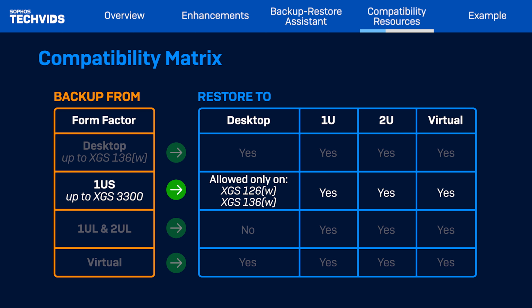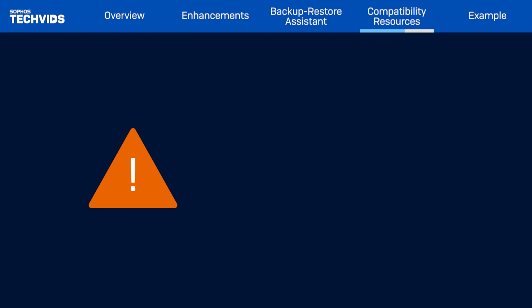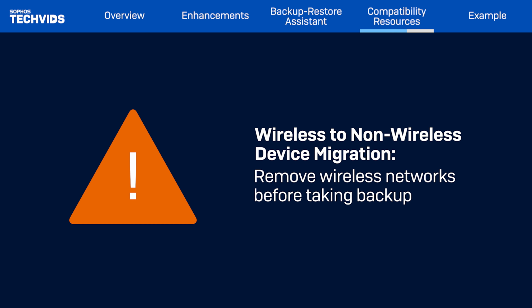Backups from 1US appliances can be restored to XGS 126 and 136 models. Virtual form factor device backups can be restored to any model, including desktop, 1U, and 2U. Moreover, there are no longer port restrictions when restoring HA backups to a running HA cluster, as mentioned before. Also note that backing up and restoring from a wireless appliance to a non-wireless appliance is supported in SFOS version 20 and later. However, you must remove the wireless networks in the firewall before taking the backup.